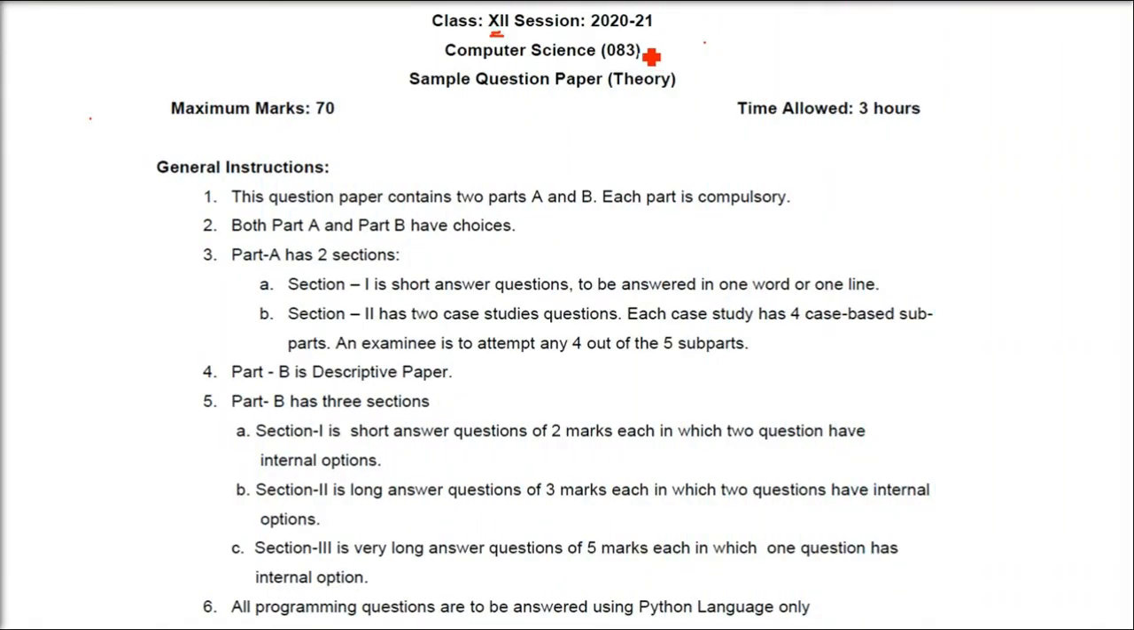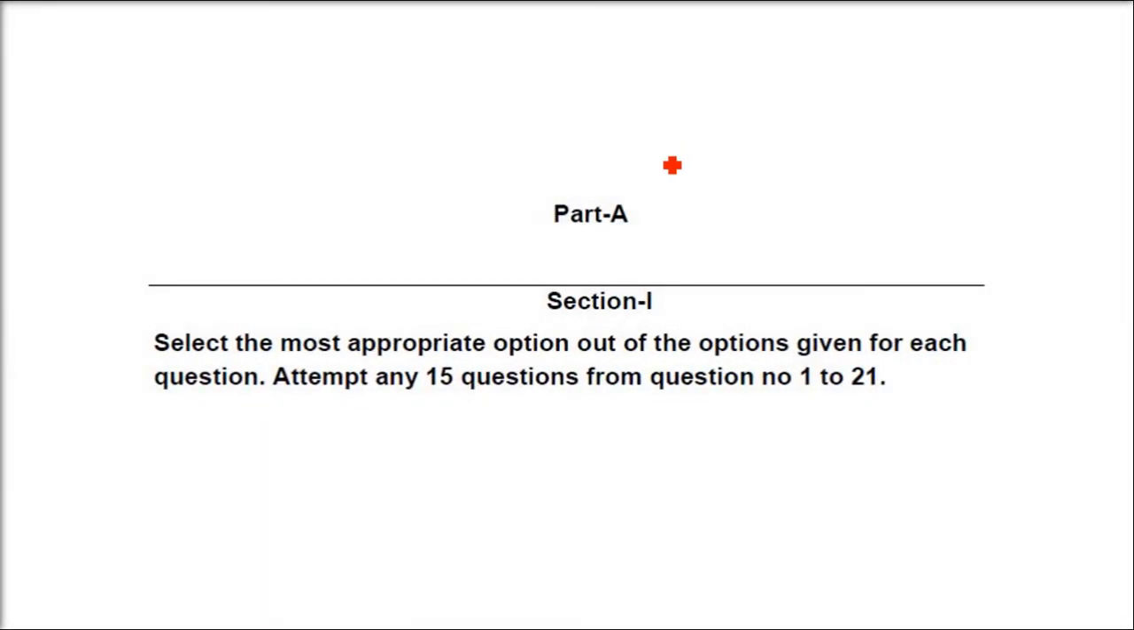This is the class 12th Computer Science 2021 sample question paper, theory, that we are discussing, released by CBSE. There are two parts, part A and part B. Part A has two sections, part B is descriptive and it has three sections. All this is in Python. Wherever I discuss, I'll also talk about the marking scheme. Part A, section 1: we have to attempt 15 questions from 1 to 21.